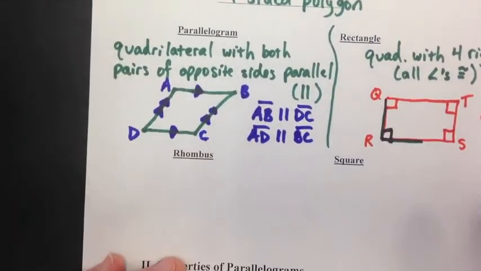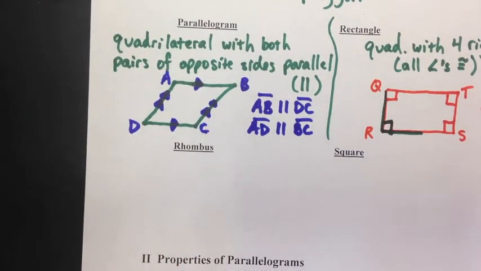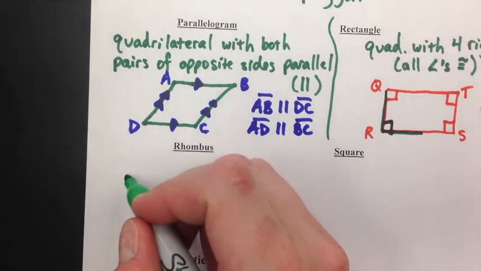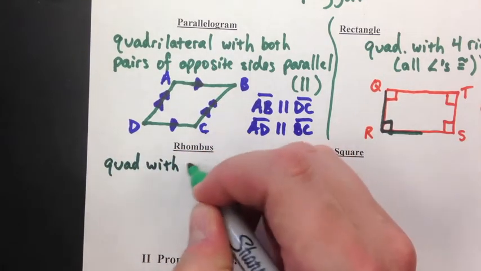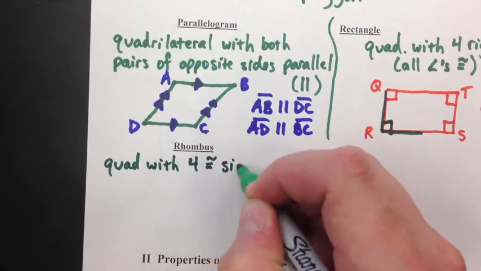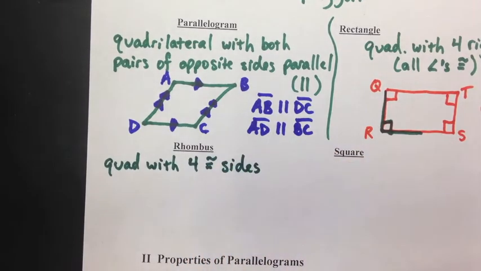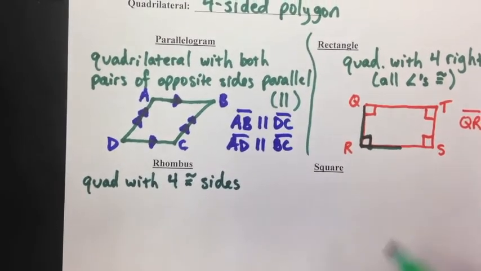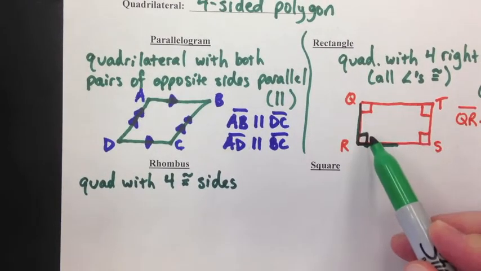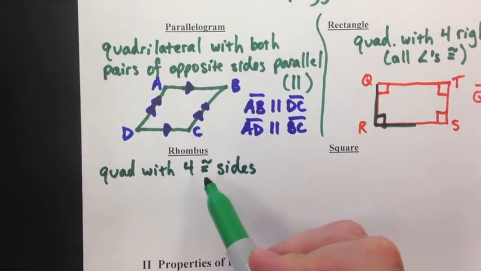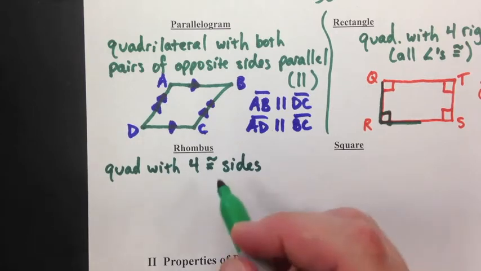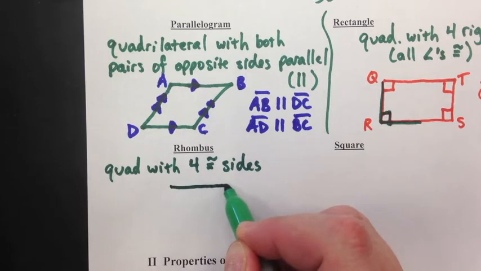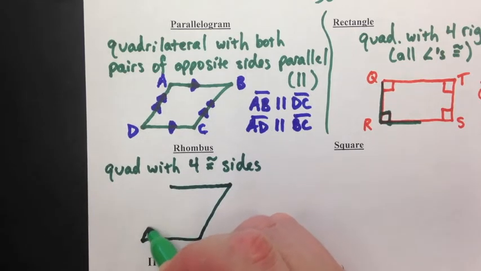Now, a rhombus is very similar to a parallelogram. The definition of a rhombus is a quadrilateral with four congruent sides. In other words, it's equilateral. A rectangle is equiangular, all the angles are congruent. A rhombus, all the sides are congruent. Now you might be saying, well, that sounds a lot like a square. Well, you're actually on the right track with that. It's like a square, but it's slanted.